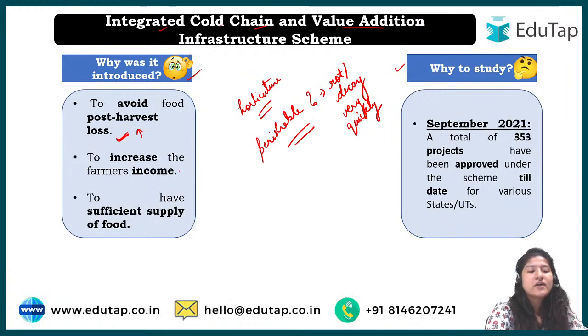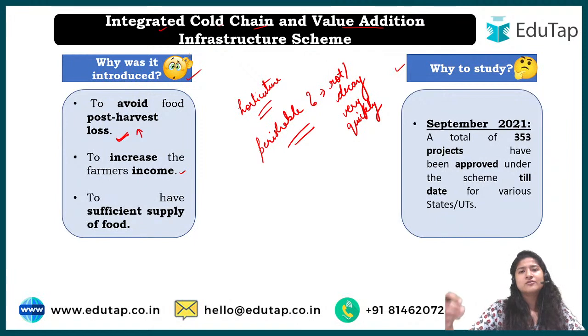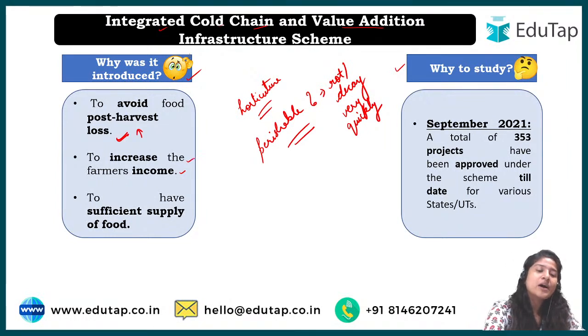Next is to increase the farmer income, because these perishable goods need to be sold within a short span of time. The farmer would sell at any price he gets, because if the produce rots, gets damaged or decayed, he won't even get that money. So that is why he sells at whatever price he gets. This scheme will help the farmer. This was in mind while making this scheme, that the farmer income should also increase.